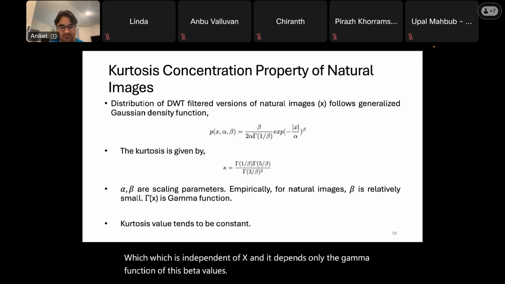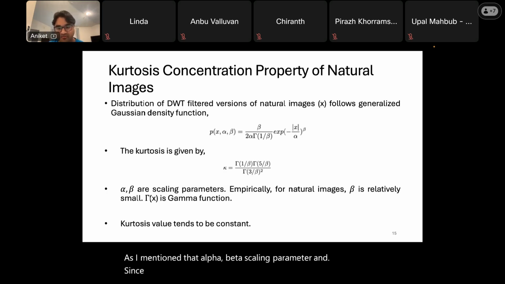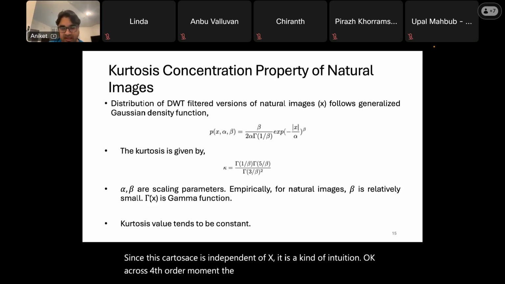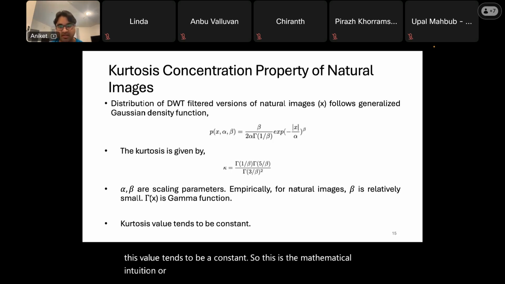As I mentioned, alpha and beta are scaling parameters, and since this kurtosis is independent of x, it gives some intuition. Across the fourth order moment, the kurtosis values are independent of x, and are supposed to be constant. It has also been empirically observed that for natural images, these beta values are relatively small, and therefore this value tends to be a constant. So this is the mathematical intuition for why this property actually works.